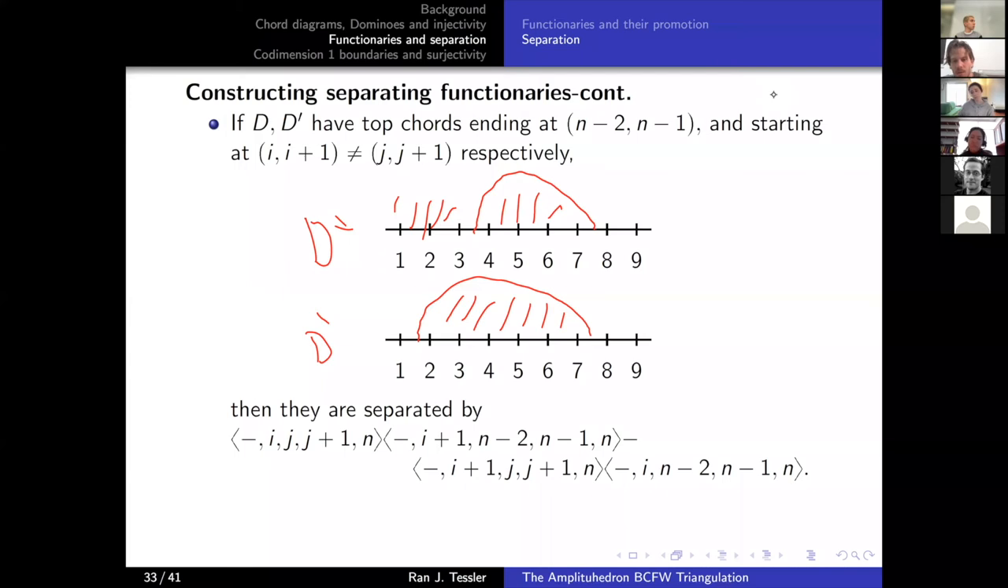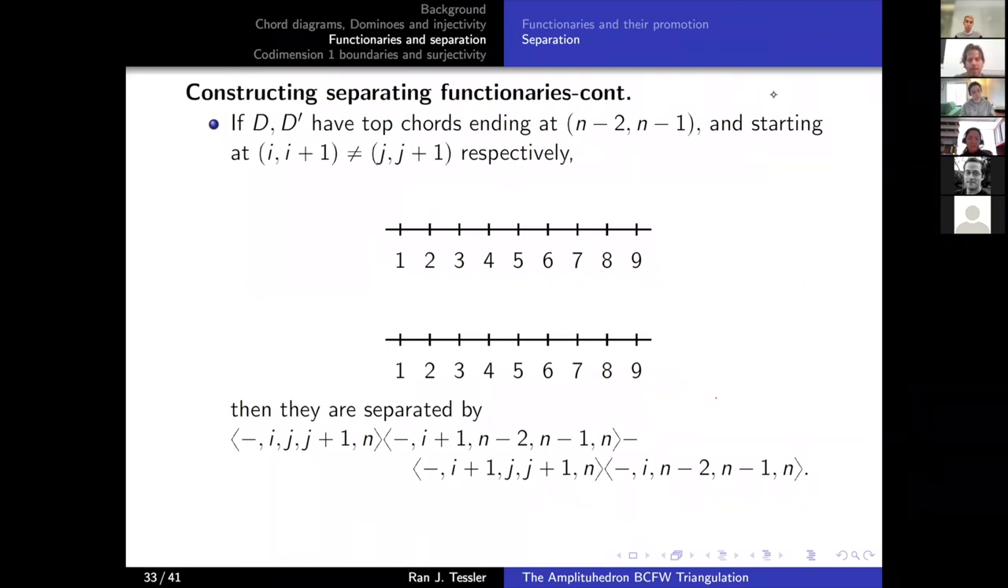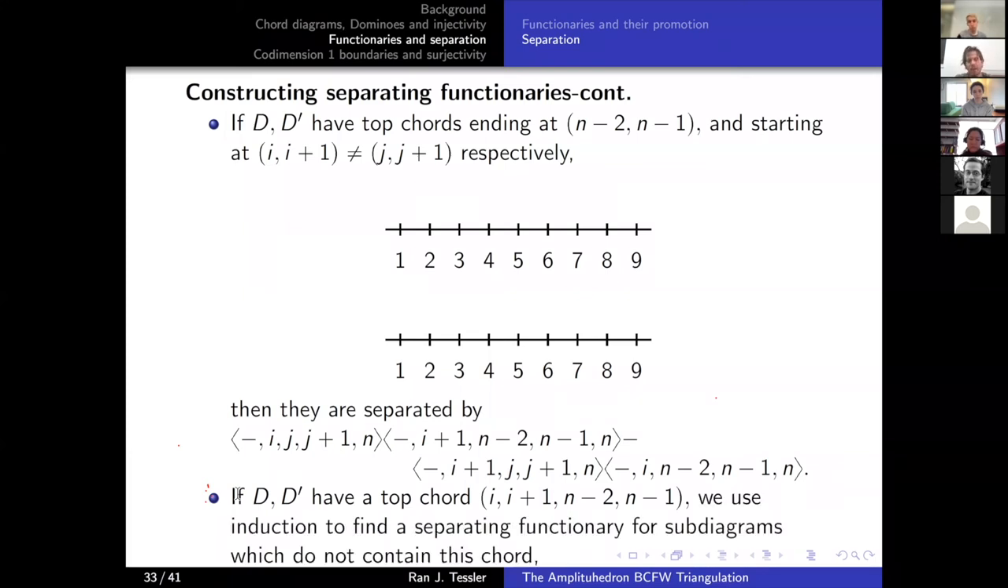Okay, so now we are only left with the case where the two cells have the same top chord, the same rightmost top chord. Now I regret that I erased the picture, so I will draw it again. In this case, both D and D prime have a top chord of this form, but the two chord diagrams are different. So let's say that here we have 7, 8, not 8, 9. Sorry.